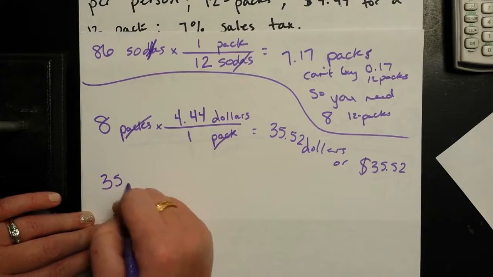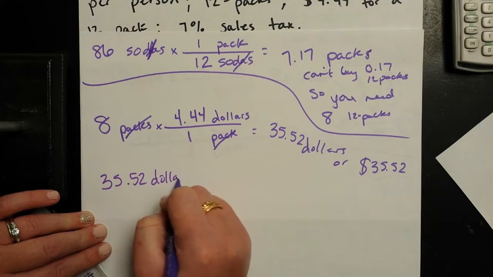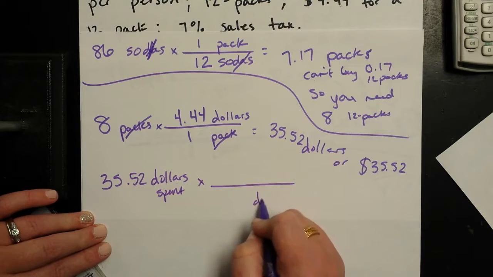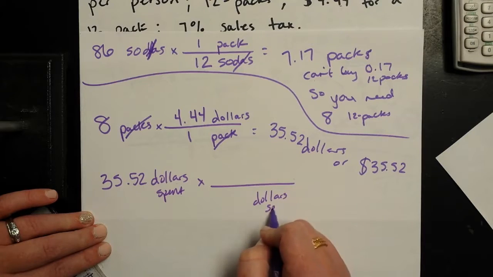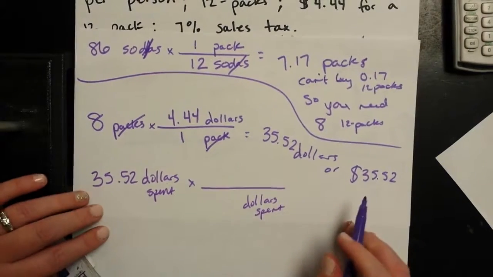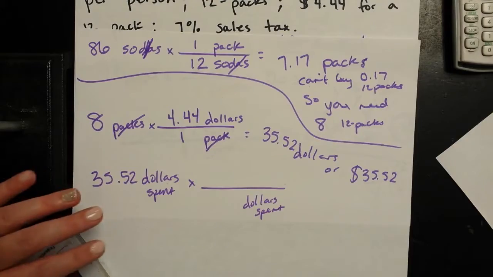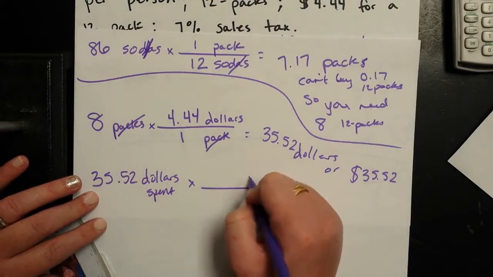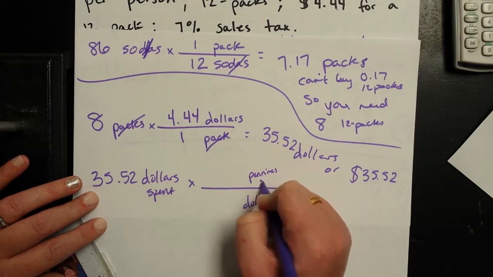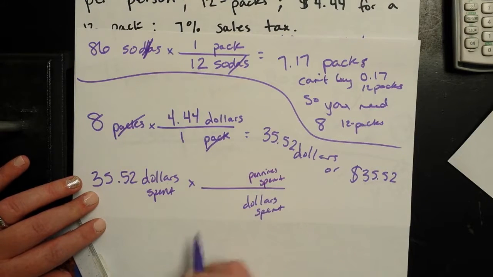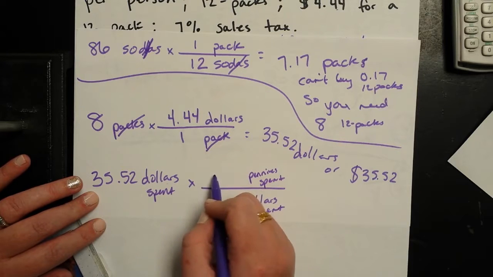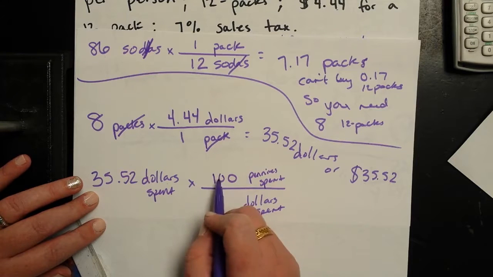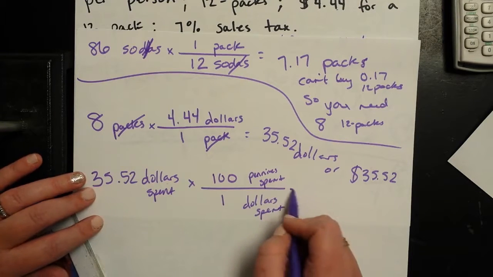So $35.52 spent. And I want to get out of dollars spent. Okay. And I know that I need my tax in pennies since that's my percentage the way that I've written it. Okay. So I need to get out of dollars spent and into pennies spent. Okay. Well, we know that there are 100 pennies in $1. So if I spend $1, I'm spending 100 pennies, and that's the same thing, it's just different units.